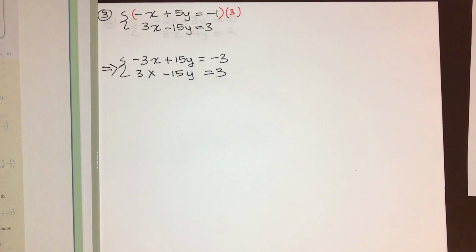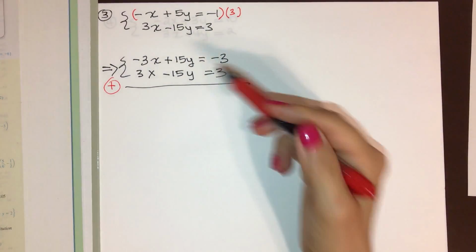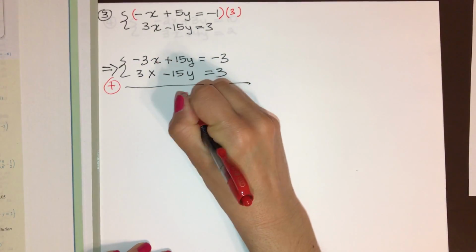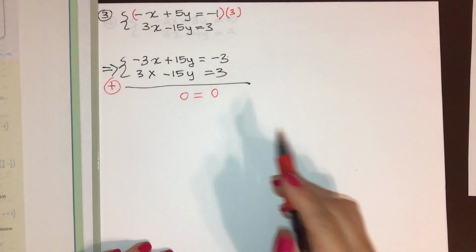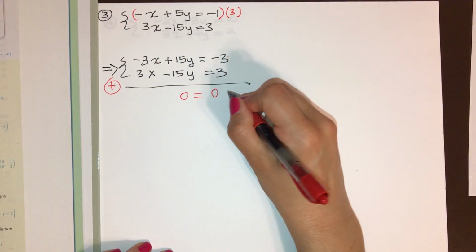So notice that when you multiply the first equation by 3, what essentially happens is when you add, you happen to eliminate both variables. -3x plus 3x is 0, 15y minus 3y, that's 0. The whole left side is 0. -3 plus 3, that's also 0. This is a true statement. 0 does equal 0, so this is true.